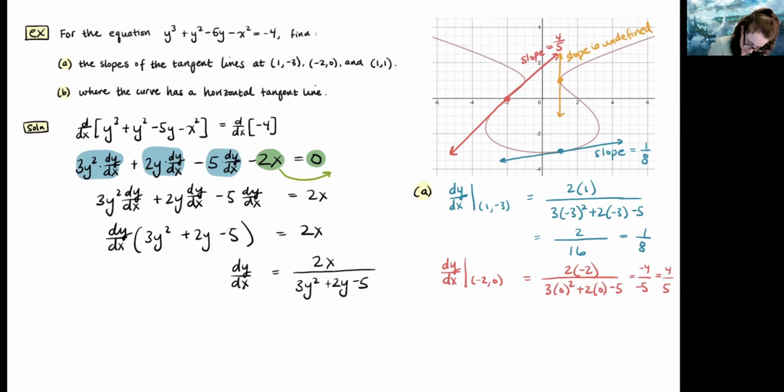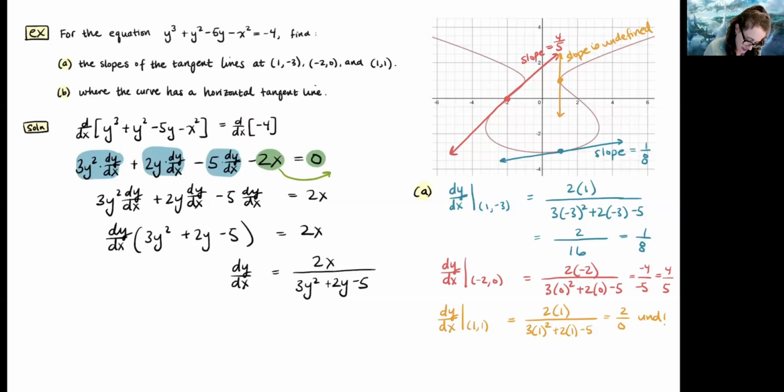So let's see what that looks like when we try to plug in the point. So we have dy dx of 1 comma 1. So we'll plug a 1 in for x up top. And we'll plug a 1 in for y down on the bottom. And that's going to give us 3 plus 2, which is 5, and then minus 5. So that gives us a 0 on the bottom. And of course, that means we have an undefined value. So that makes sense algebraically and graphically, as it should.